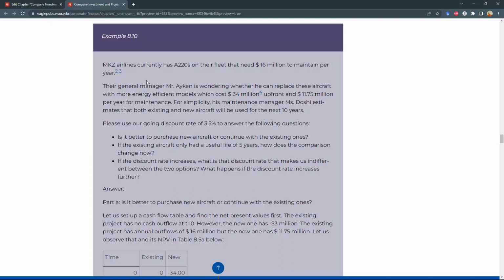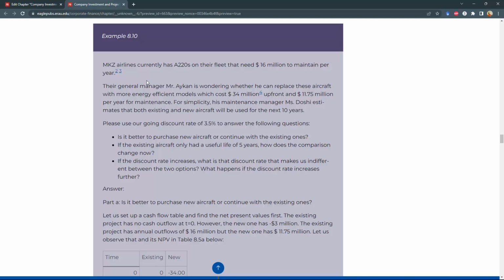For simplicity, his maintenance manager, Mr. Oshii, estimates that both existing and new aircraft will be used for the next 10 years. Please use our going discount rate of 3.5% to answer the following questions. So let's just answer them one by one. Is it better to purchase new aircraft or to continue the existing ones?